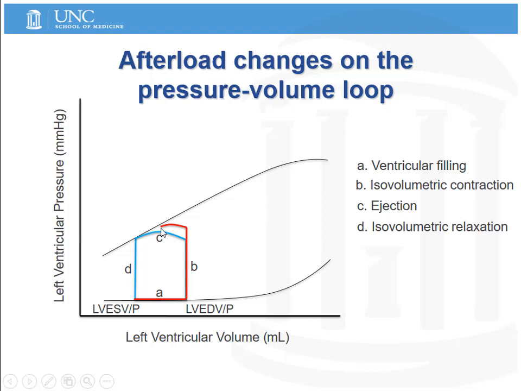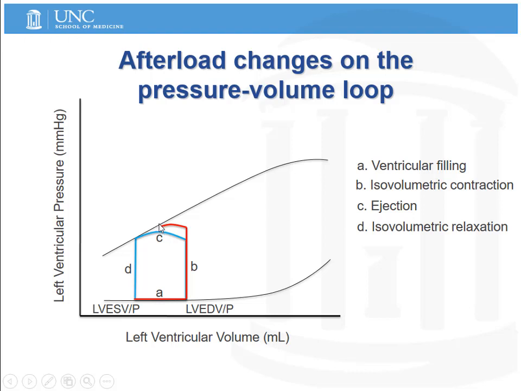However, because of the increased afterload, the muscle fibers are shortening more slowly, and since systole occurs only for a limited time during the cardiac cycle, with a decreased velocity of ventricular myocyte shortening, there's also a decreased velocity of ejection, and less blood volume can be expelled during this ejection. And the result is an increased left ventricular end systolic volume.